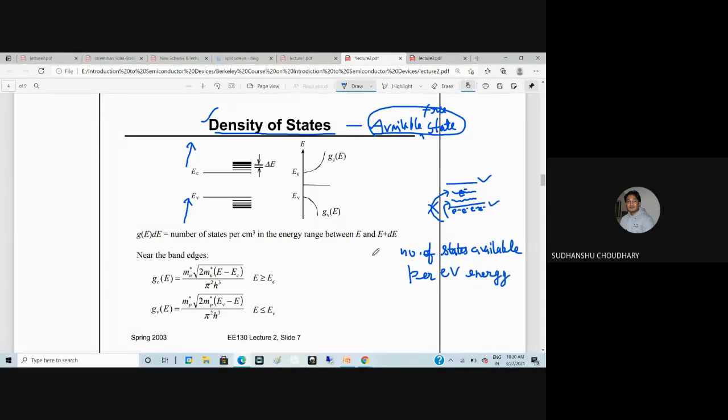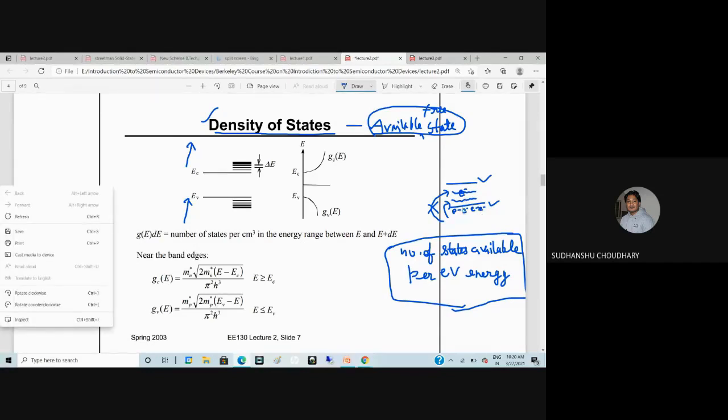Right? So each energy level is associated with states, and these states should be available. That is, they must not be occupied. For example, in this case, if this is already occupied by an electron, then an electron from this energy level cannot move to this state.